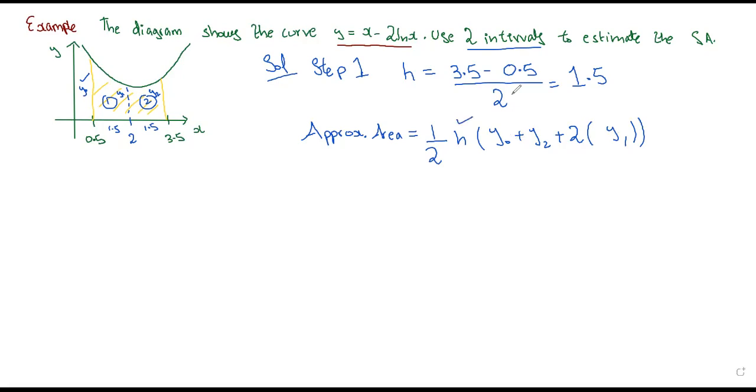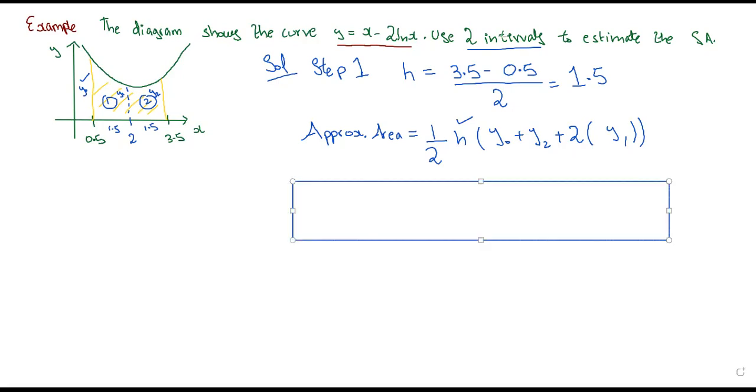Okay, so we have our h but we don't have our y's. Now to find the y's we need to make a table. So first we need x's and then we will find y's. Now listen, in the previous example you could have used y's directly because you had to do it through the graph. But in this case you need to use this y equals x minus 2 ln x. So you need x's. Okay, why? I'll tell you why.